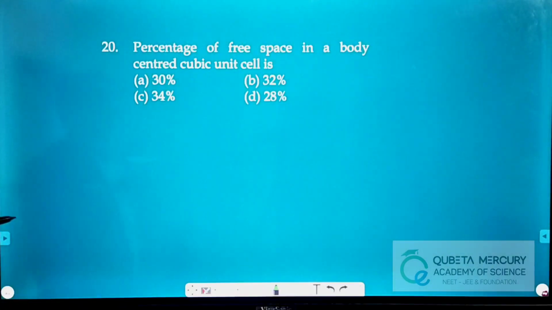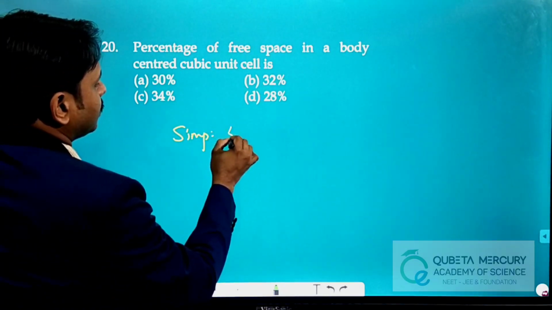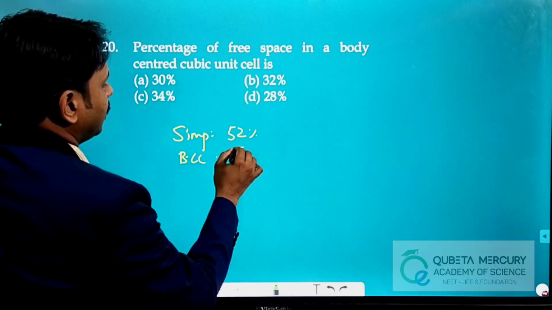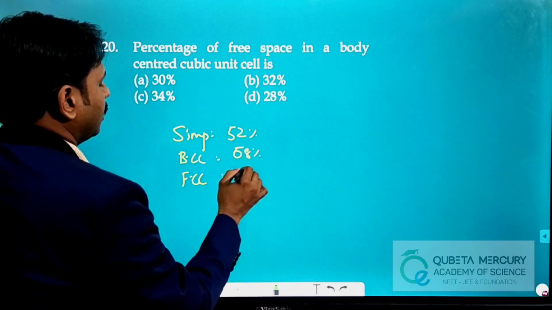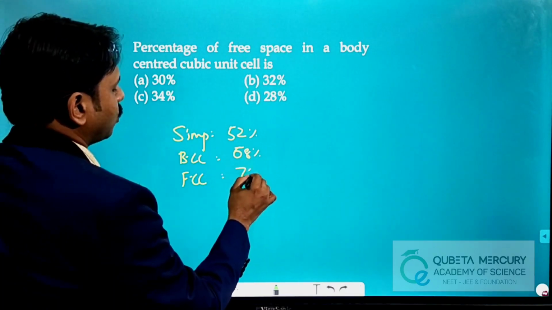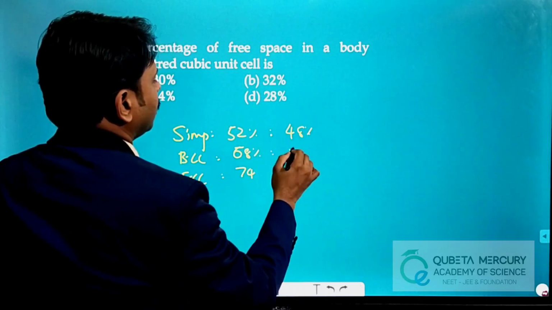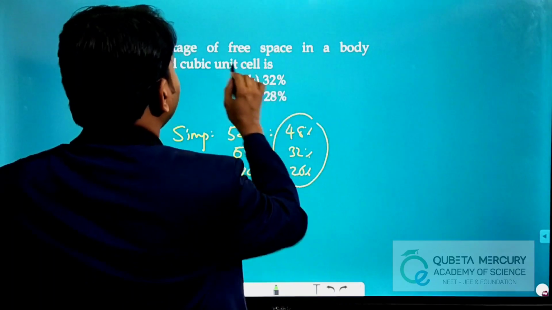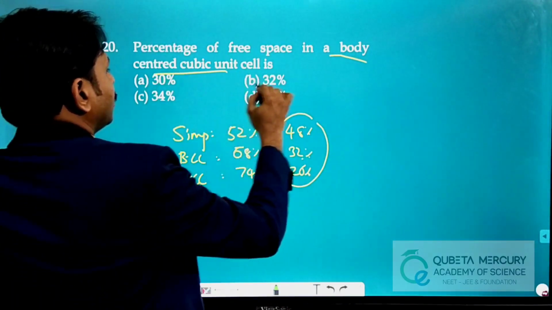Next, percentage of free space in a body-centered cubic unit cell is. First of all, simple cubic packing efficiency is 52%. Body-centered packing efficiency is 68%. Face-centered or cubic close packing is 74%. The remaining space, that is here 48%, here 32%, here 26%, are free. In body-centered cubic it will be 32%. So B is the right answer.